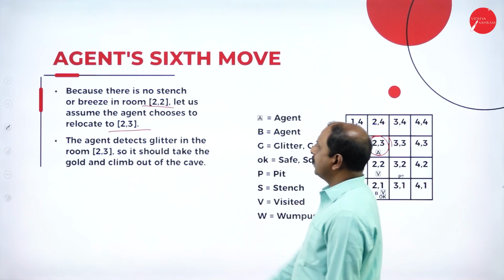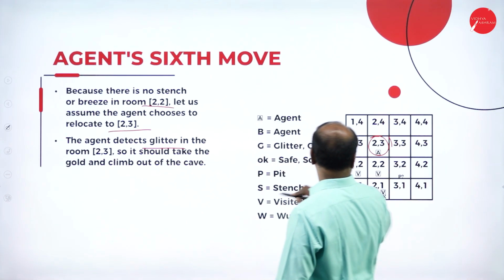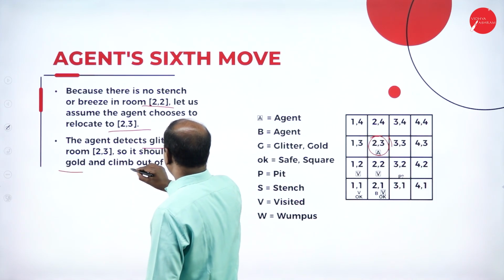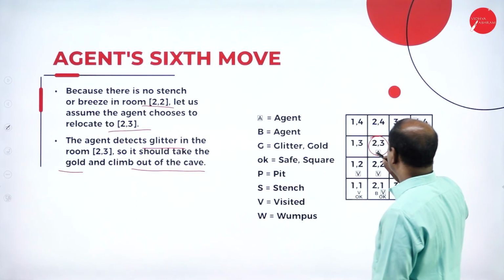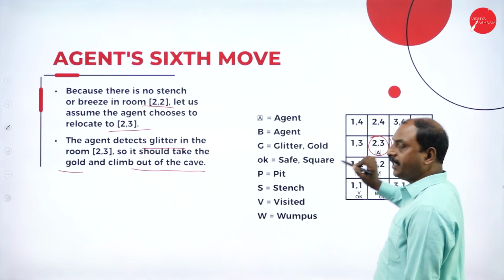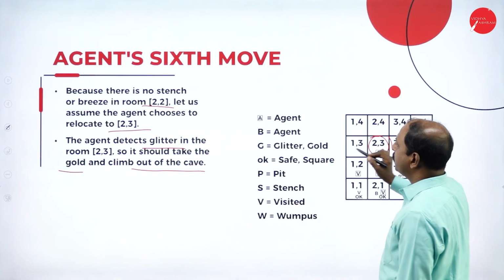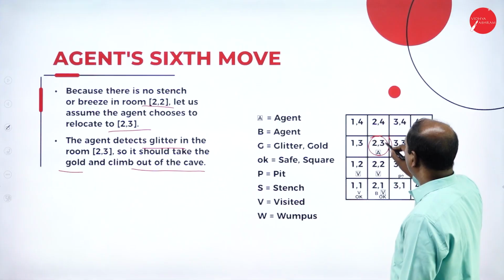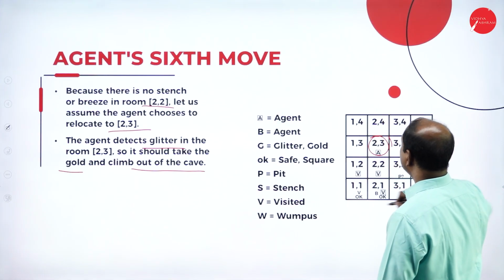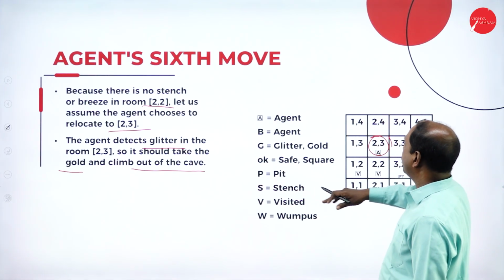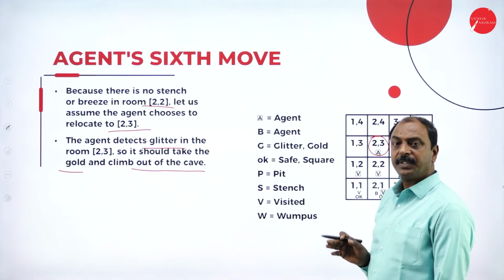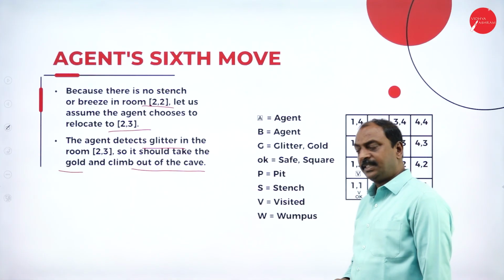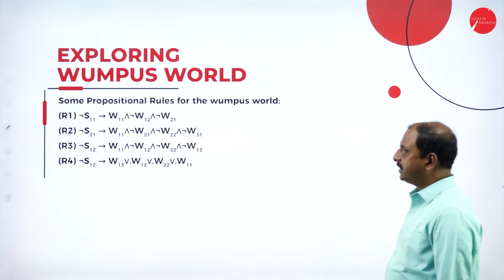Accordingly, the agent detects glitter in room 2, 3, so it should grab the gold and climb out of the cave. At this stage, the agent perceives the glittering, indicating that there is gold. He will collect it, grab it, and come out of the square and totally out of the cave. These are the different movements of an agent, and this is the knowledge representation through a knowledge-based agent. So this is the problem. Now let us see the next slide.